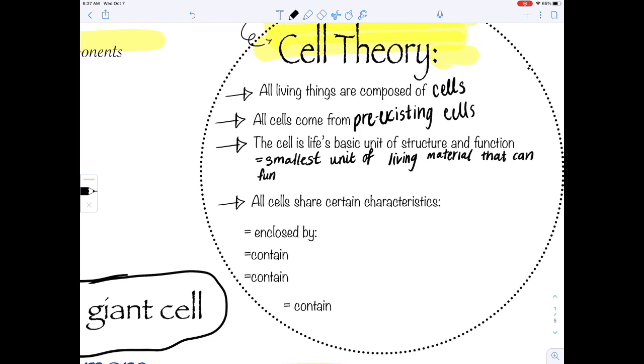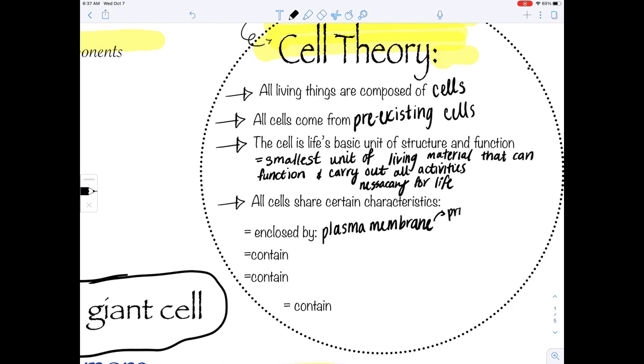for life. Another thing that I wanted to highlight was that all of our cells are going to share certain characteristics. So all of our cells are going to be enclosed by plasma membranes, which was your protective and selective barrier. They're all going to contain cytosol, which is the semi-fluid substance that subcellular components are suspended in. They're all going to contain ribosomes, and they all contain genetic material.